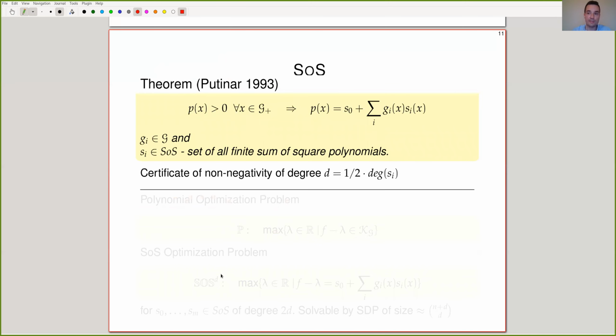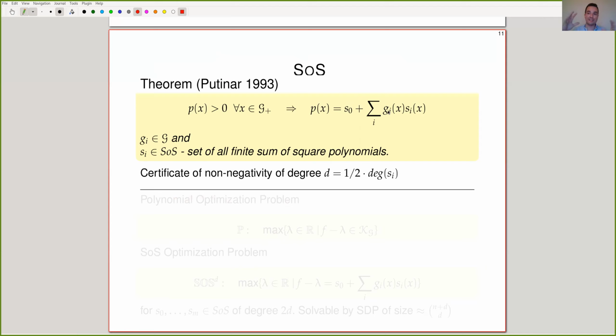The cornerstone result in this direction is the Putinar Positivstellensatz, which states that, under some mild conditions on the set G plus, every strictly positive polynomial P of x over the set G plus admits a sum of squares representation of that form. And this is a certificate of non-negativity of the polynomial P of x, just because S0 and Si are sum of squares polynomials that are globally non-negative, and these polynomials Gi are exactly the polynomials defining the feasibility set.